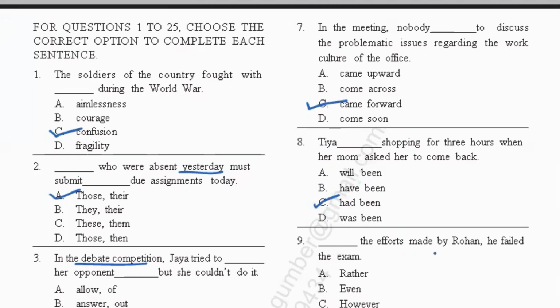Next, dash the efforts made by Rohan, he failed the exam. So here we have two contrast ideas. Okay. So it should be in spite of the efforts made by Rohan, he failed the exam. Okay. So it's option D here.